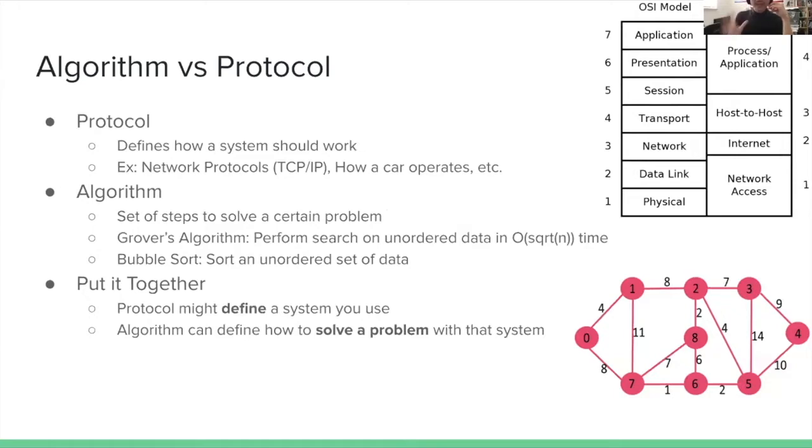So the way I always like to think of this is that a protocol always defines how a system should work. The examples that I give are network protocols, TCP/IP being one kind, or how a car operates. If I give you some system and tell you this system is X, that system should provide all the properties that any system labeled X should have. The protocol is just literally how the thing should operate.